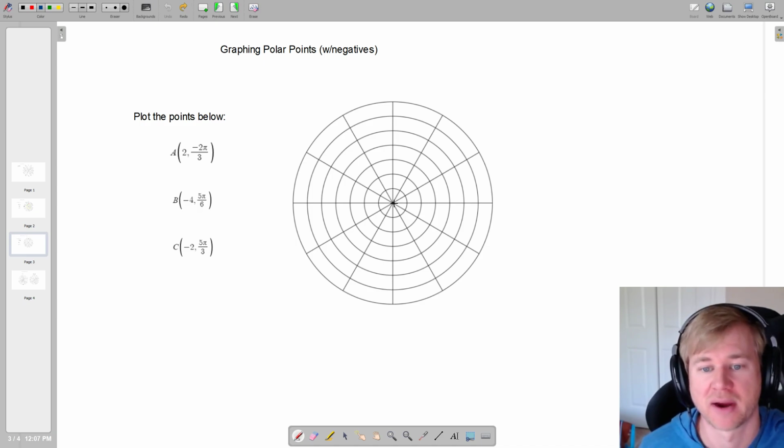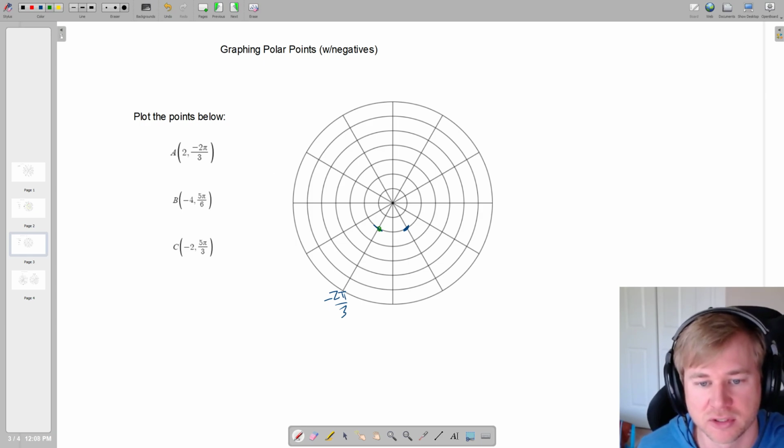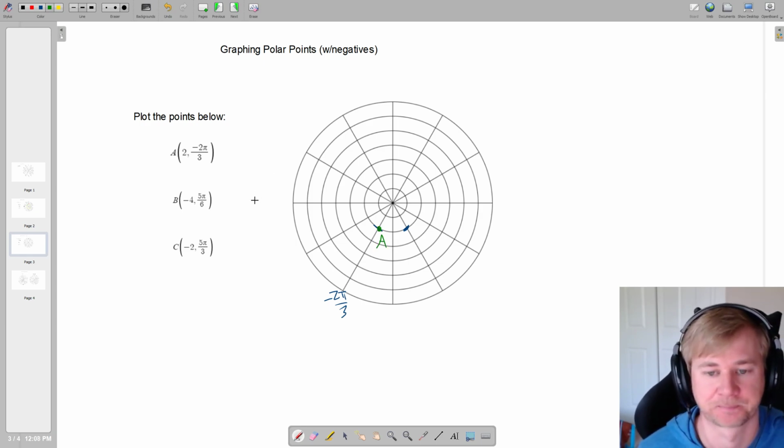So -2 pi over 3, well, I'm on the second ring, so this would be -1 pi over 3. Remember, negative means you're going to go clockwise. That's 1 pi over 3, and then I would have to go another one, so -2 pi over 3. So this is -2 pi over 3 in radians, and if you want the second ring, then that's going to put you right here. So that would be point A.